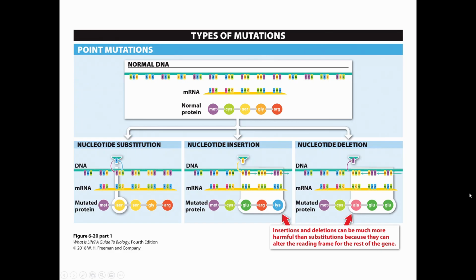So let's look at this. Let's look at insertions and deletions versus a substitution and see how it changes our DNA. So we have our normal DNA strand, we see our mRNA molecule we get out of it, and we see our normal protein. If we just substitute, meaning we swap one base for another, in this case we've swapped out an A and added in a T, we see that we've only changed one amino acid from the original, right? Met, cys, ser, gly, arg. And down here we've swapped out cysteine for a serine. So one single amino acid changes if we substitute one base for another.